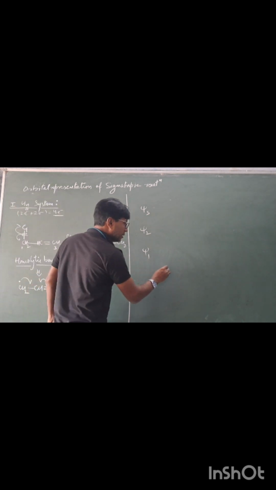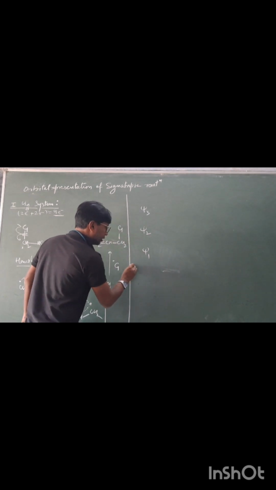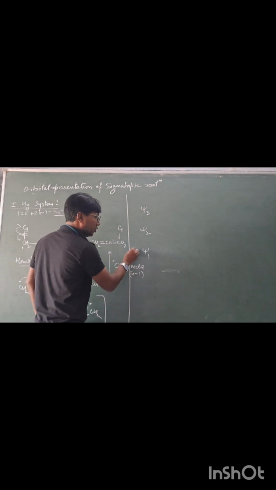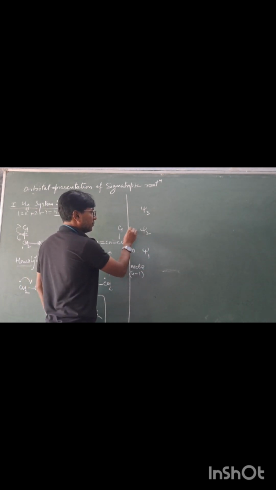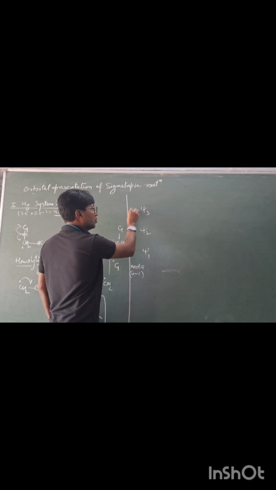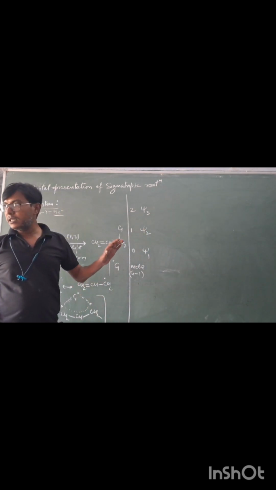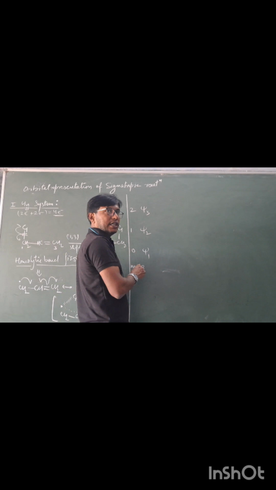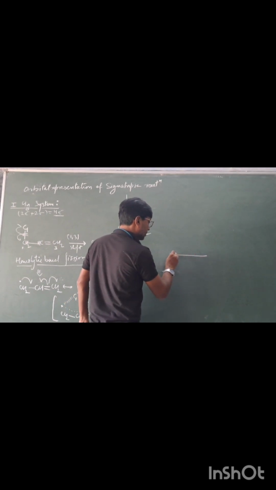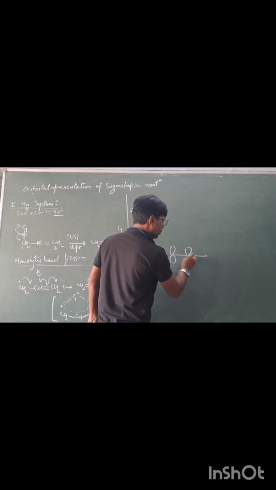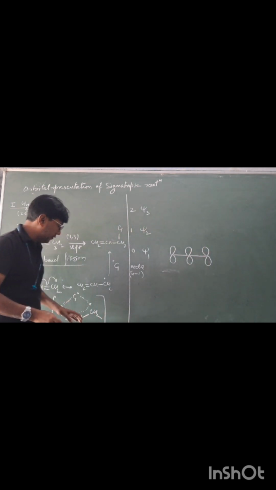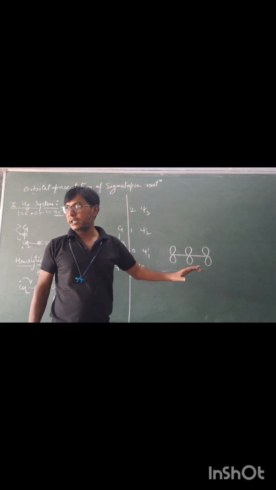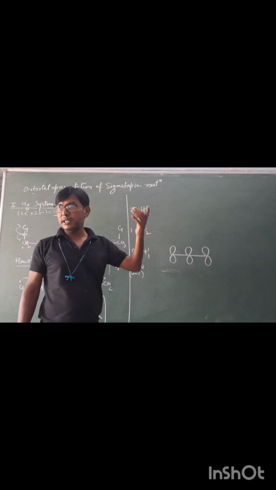The number of nodes is n minus 1. So psi 1 will have 0 node, 1 minus 1. Psi 2 will have 1 node, 2 minus 1. Psi 3 will have 2 nodes, 3 minus 1. So this is how we calculate the number of nodes. Then to draw these lobes, we have to draw 3 lobes, 1, 2, 3. Because of the presence of 3 carbon atoms, we have to draw 3 p orbitals. These lobes are the p orbitals participating in that pi framework which I discussed in the previous class.